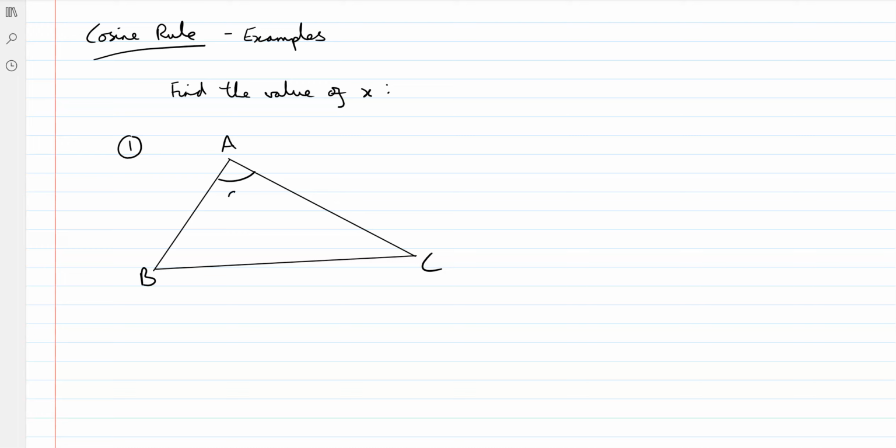So, get that drawn. Going to have A, B, C this way around. I'm going to give you this angle is 96 degrees. Got 7.4 centimeters on this side and 3.9 centimeters on this side.